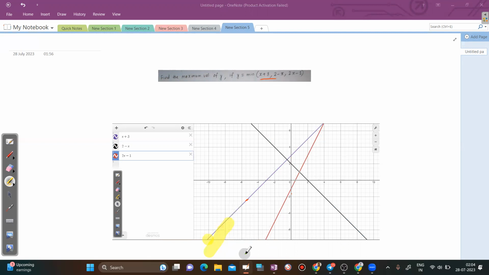Okay, so the red will be the solution. You can see that it will go on. From here onwards, this will be lesser. Okay, so whichever graph is below, that we have to consider for our solution. So for that reason it will go on.